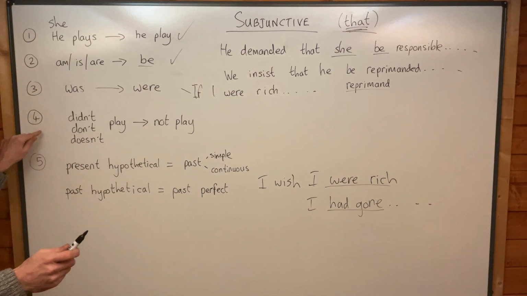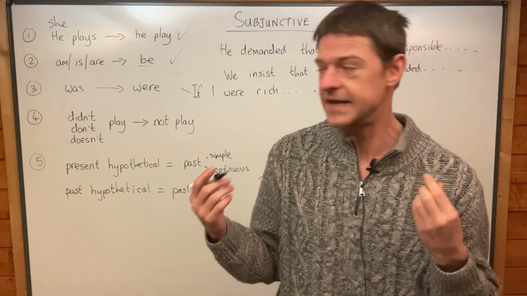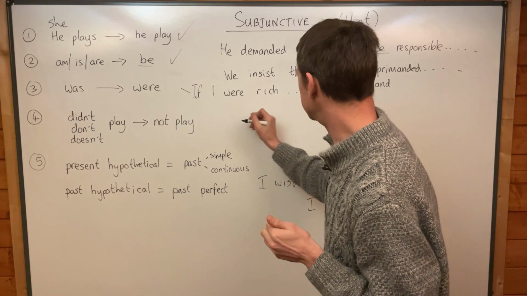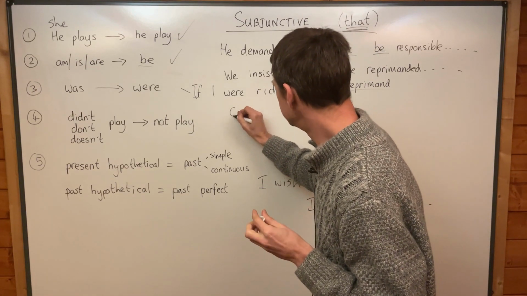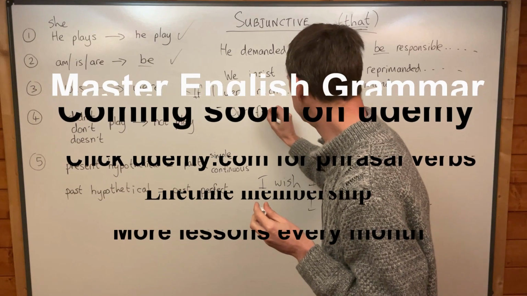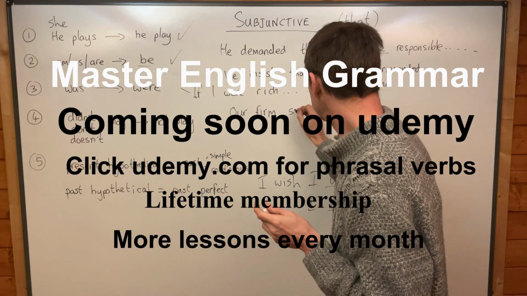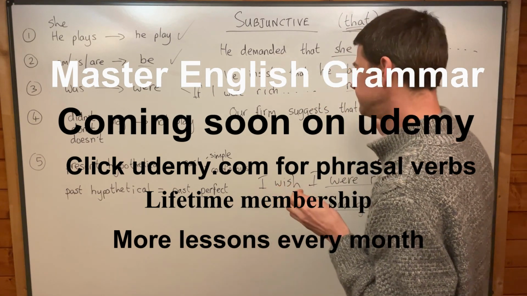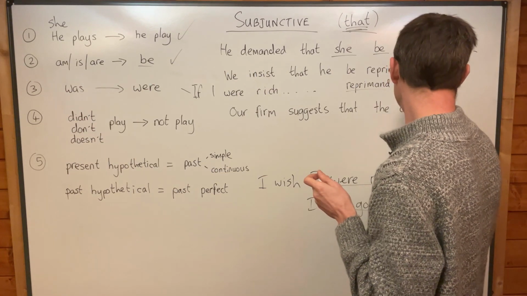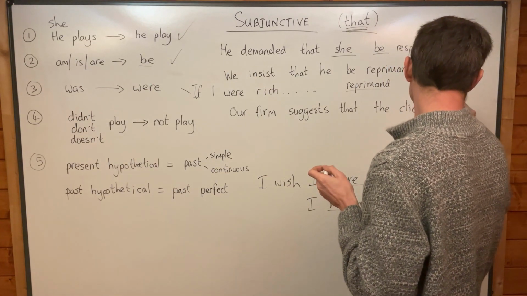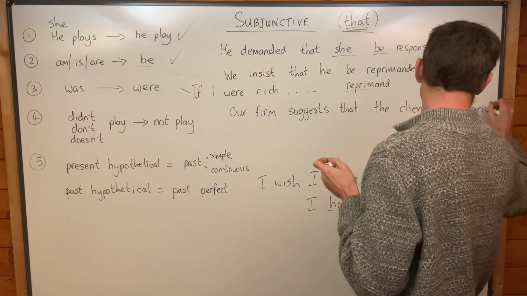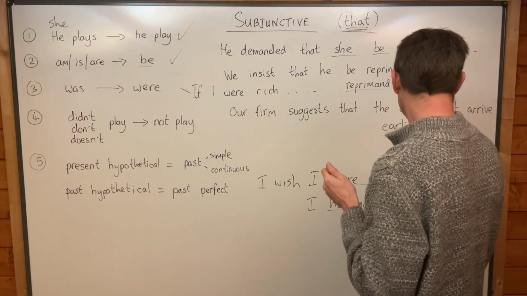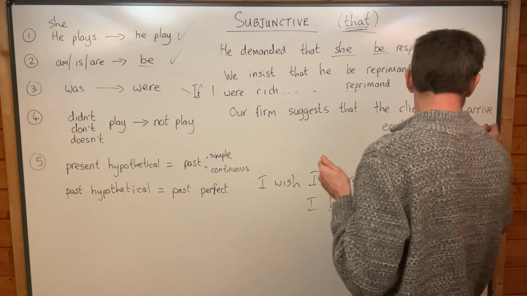But what about number 4? And this is really why I've done this lesson. Well, if you want to make it negative, you do it like this. If we want to make any of these negative, something like this. Our firm suggests that the client not arrive. Now look at that. Our firm suggests that the client not arrive earlier than 3 o'clock. Now look at that, not arrive.